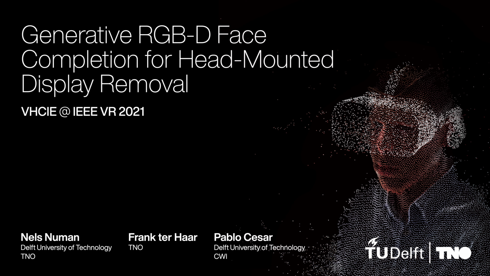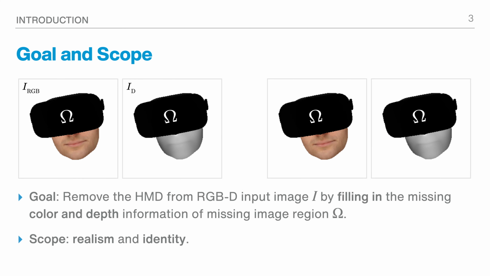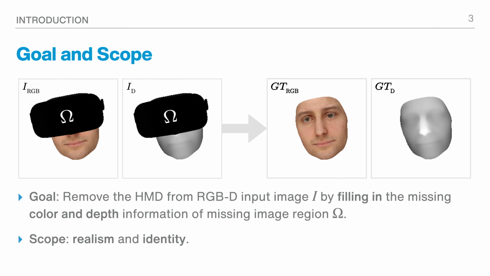Several image-based approaches to this have been proposed. However, none consider RGB-D images, which are essential for the volumetric representation of users. The primary objective of this work is to resolve the occlusion by filling in the missing color and depth information in this RGB-D image. So given an RGB-D face image I containing the masked region omega, the aim is to consistently fill in the region omega, which is shaped like an HMD. We focus on realism and identity specifically, leaving factors such as audible and temporal correctness out of scope.